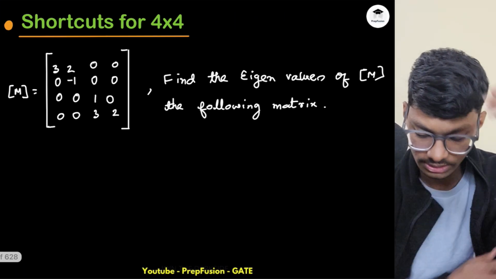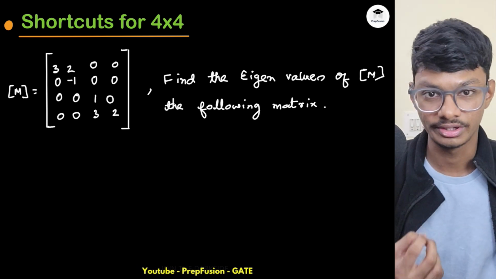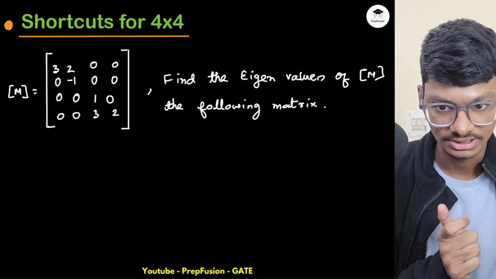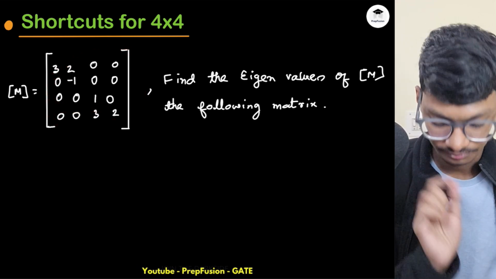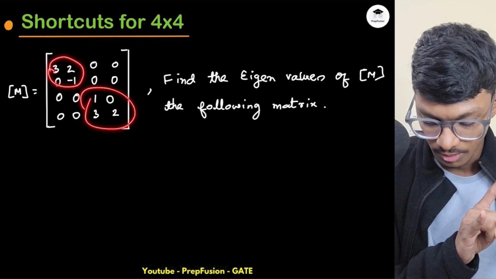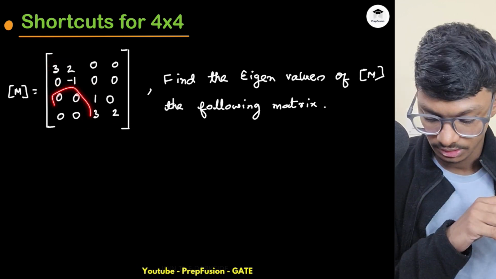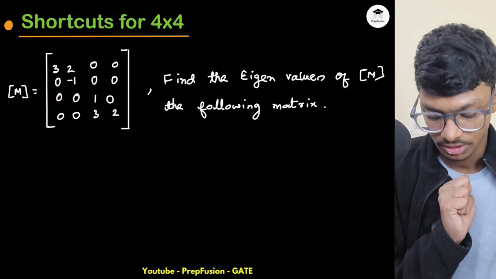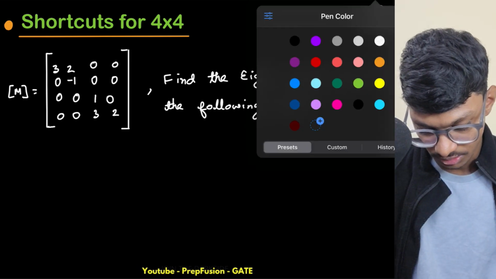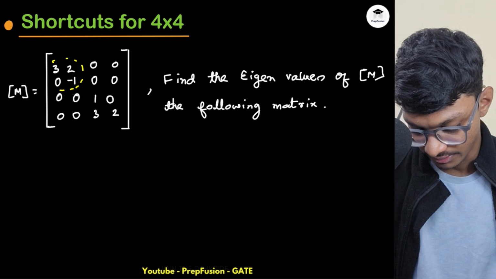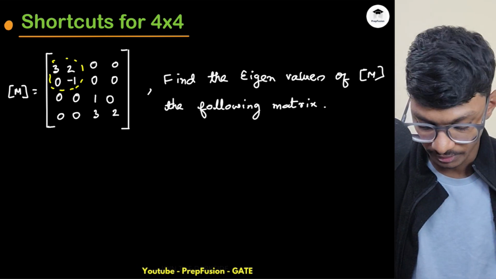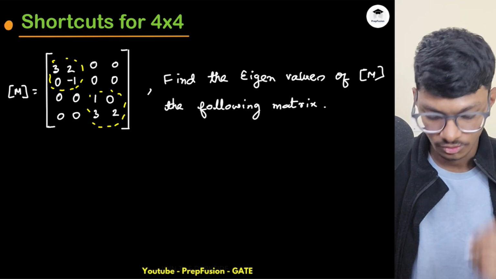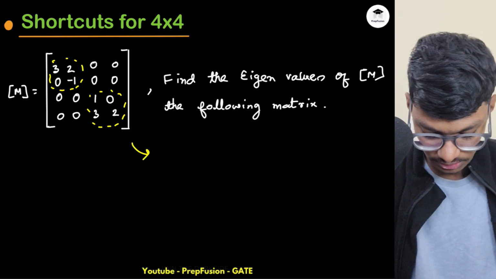Okay, so now let's do one quick shortcut, a shortcut for 4 cross 4 matrices. If you have a 4 cross 4 matrix and you want to find its eigenvalues, you can break it down into particular sections. But for that, a few conditions have to be satisfied. You have to find the eigenvalues of this matrix M. Whatever the eigenvalues of this 2 cross 2 matrix are will also be eigenvalues of this 4 cross 4 matrix.